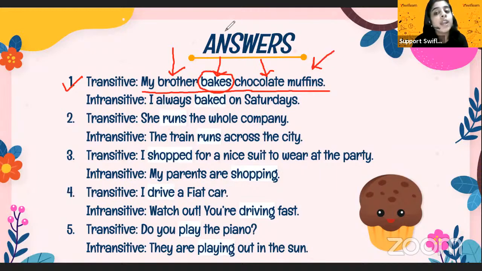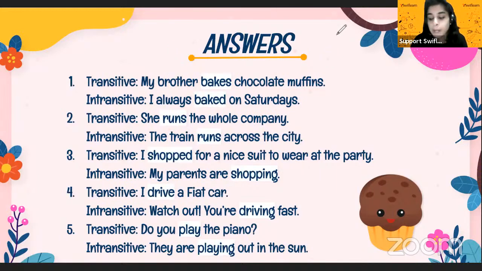Now, how do I use the same verb intransitively? I always baked on Saturdays. I, subject; baked, verb; but no object, because I'm not getting the answer to what did I bake. What did I bake? That is why it is intransitive. In the second one, you can read.